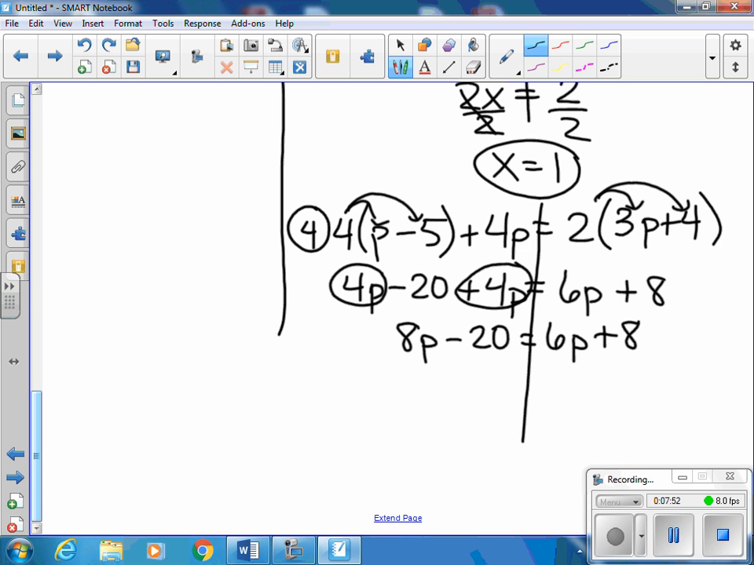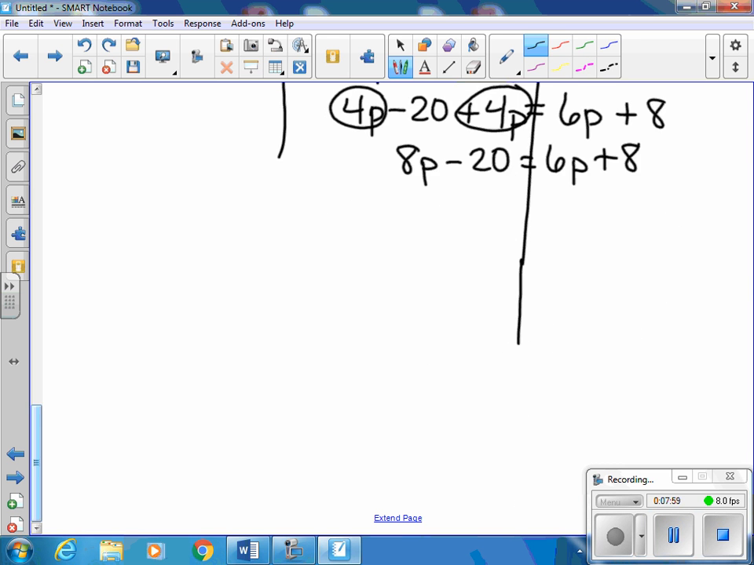All right, I see p's on both sides, so I need to figure out who's smaller. I got an 8 and a 6, so obviously 6 is going to be the smaller one. It's a positive 6, so I want to subtract it over. So subtract 6p from both sides.